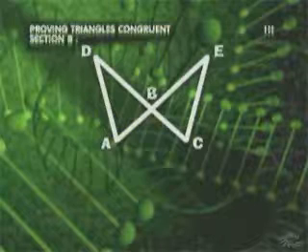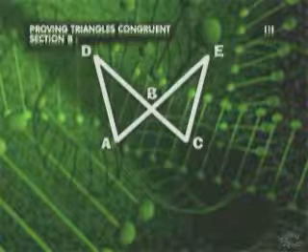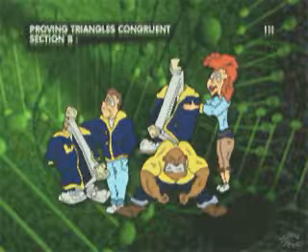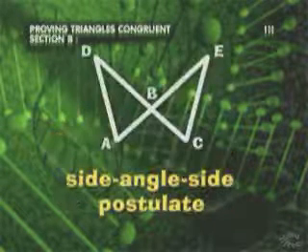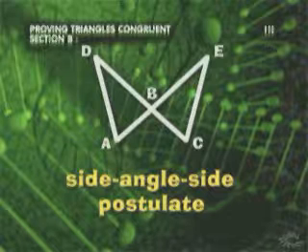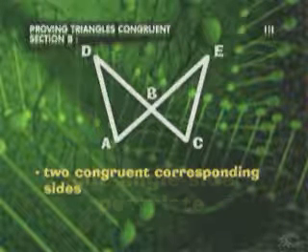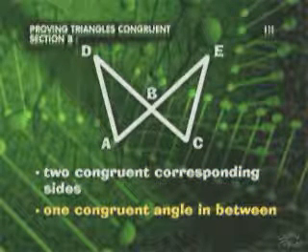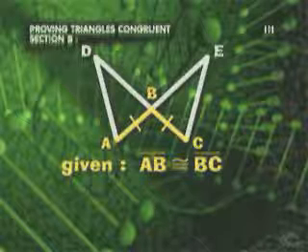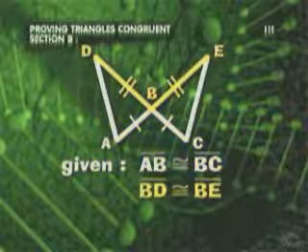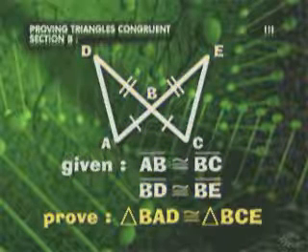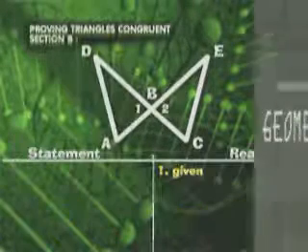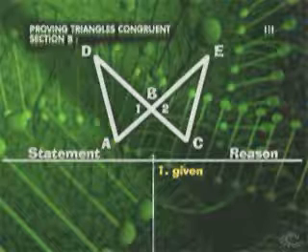Here we have 2 triangles that resemble the last pair. In fact, they went to high school together and ran in the same social circles. We'll use the side-angle-side postulate to prove they're congruent. What we need to do is prove that they have 2 congruent corresponding sides and 1 congruent angle in between. Given that AB is congruent to BC and BD is congruent to BE, we'll show that triangles BAD and BCE are congruent. Let's get started by stating our given information.